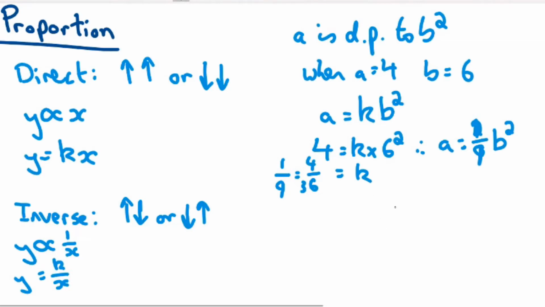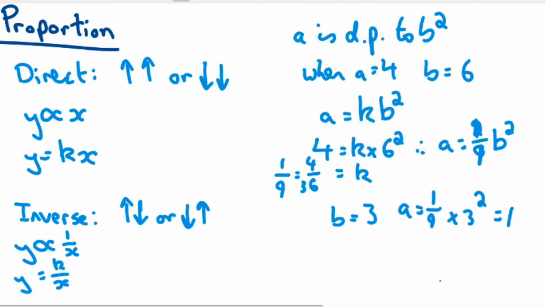But either way, now that we have this, we're just going to stick with this version now, that a is 1/9 b squared. Now that we have this formula, we can find a new value of a. So what's a when b now equals 3? Well, a equals 1/9 times 3 squared. 3 squared is 9, and 1/9 of 9 is 1.